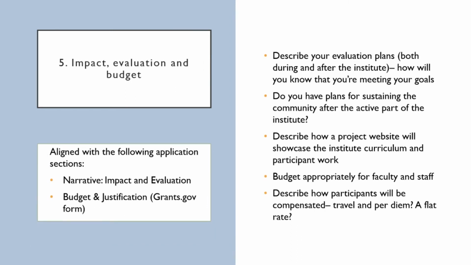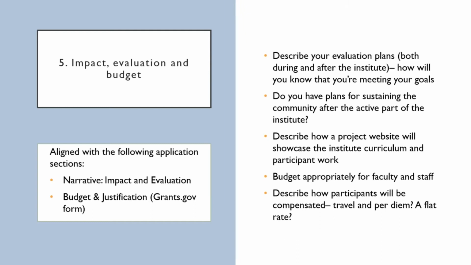Now, criterion 5 is about the impact, the evaluation of the project, as well as the proposed budget. We ask you to describe your evaluation plans both during and after the institute. In other words, how will you know that you're meeting your goals? Are you doing formative evaluation during the institute, checking in after each offering? How are you evaluating the overall impact of the institute?